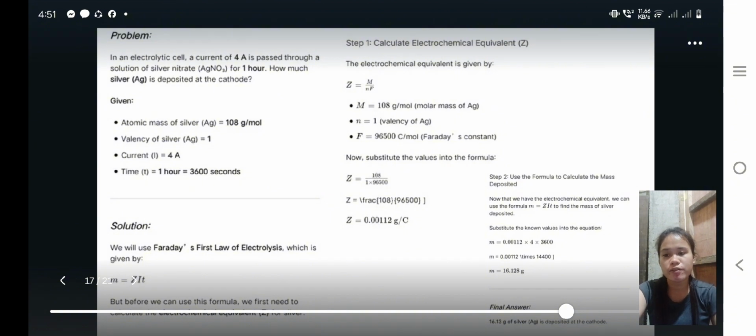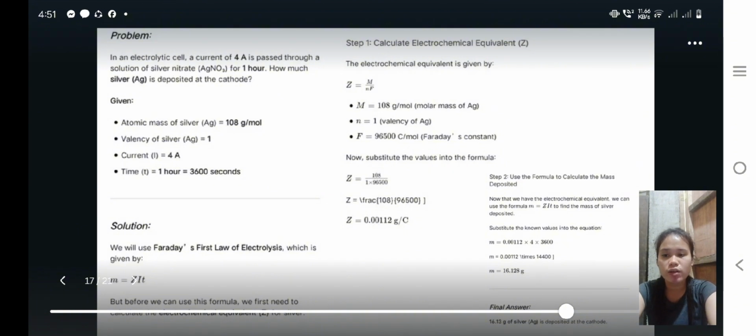So since the mass of Ag is 108, we put it in the top, and the valency is 1 times the Faraday's law constant, and the answer is 0.001112 grams, right? So the step 2 is use the formula to calculate the mass deposited.